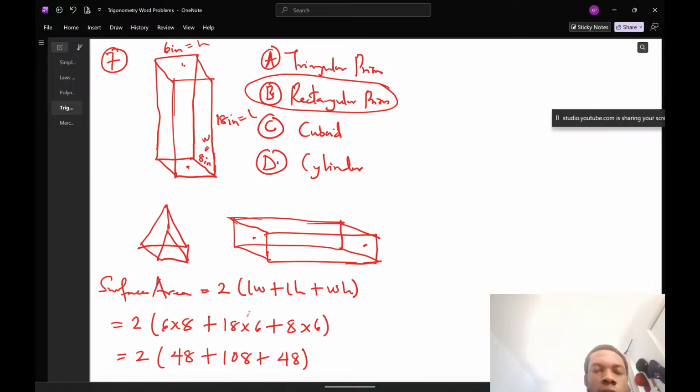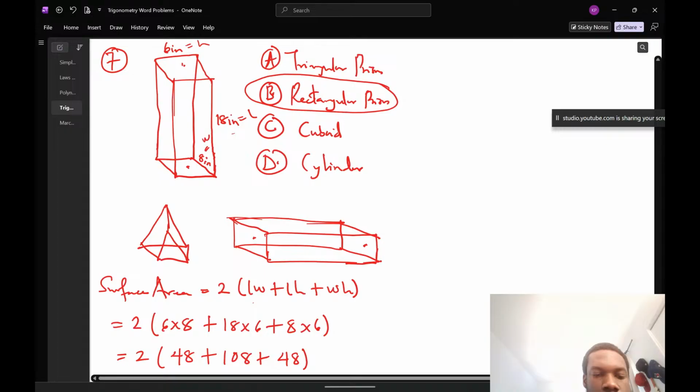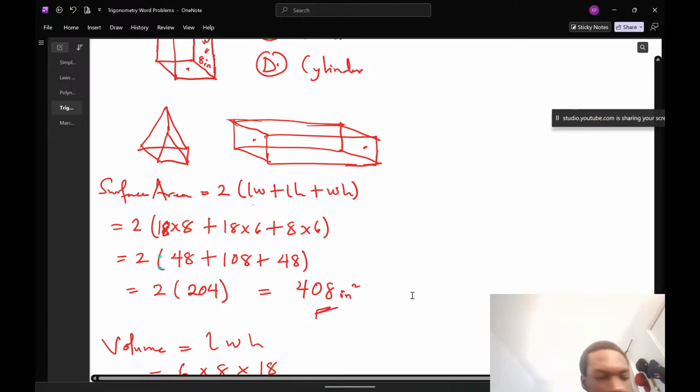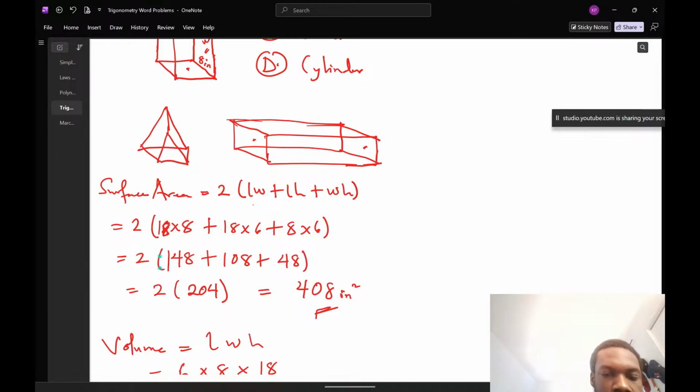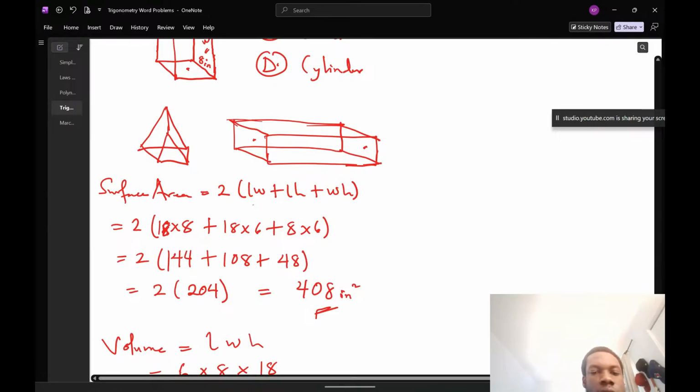No, length times width. Length times width should be 18 times 8. That was a mistake I made here. I'm so sorry about that. I was just trying to cross-check where I made a mistake. So 18 times 8 should be 144. So that's a mistake.